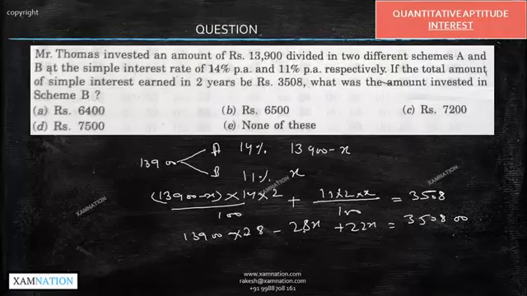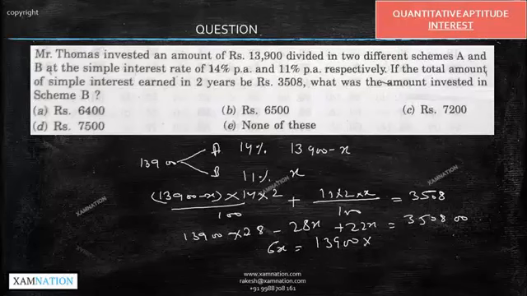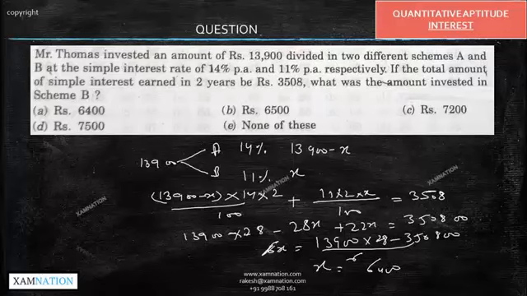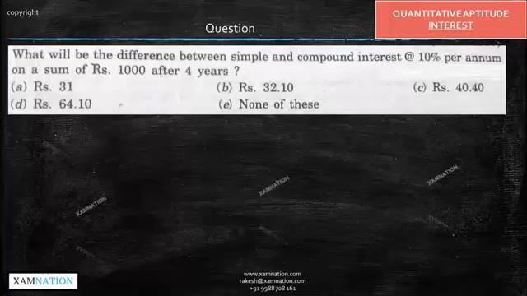equals 350800. So it is 6x equal to 13900 into 28 minus 350800, and x is that divided by 6. We need to solve this equation, and when I solve this, I get the value of x as 6400. So A is the correct answer. So let's see the next case.